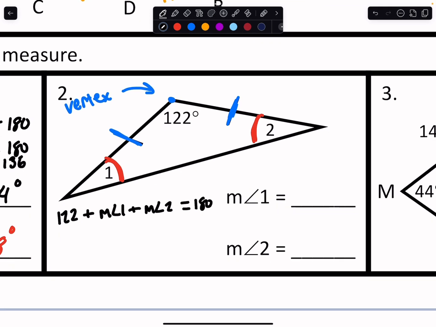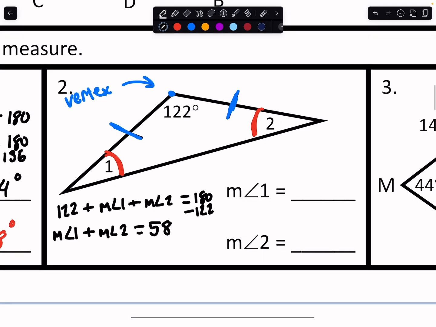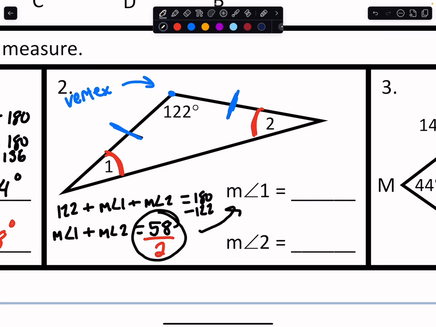Subtract the 122 off, right? Let's just say that angle 1 plus angle 2 is going to be whatever 180 minus 122 is. If you're doing that math in your head or with a calculator, you're going to get that it's 58. Okay? But we know just from isosceles triangles that angle 1 and 2 have to be congruent. So let's cut that 58 in half and give that value to each of 1 and 2. So to both of them. So half of 58, you get 29. So angles 1 and angle 2 have to be 29.